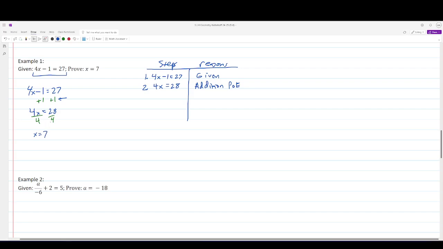Remember, we don't need to write x equals 28 over 4. We can go ahead and do that simplification because we're dividing by 4. We don't have to write it as an improper fraction. We can just put it as 7. So we end up with x equals 7. That is our proof statement, meaning that the proof is finished at this step. We just need to provide the reason that let us get there, which was the division property of equality.